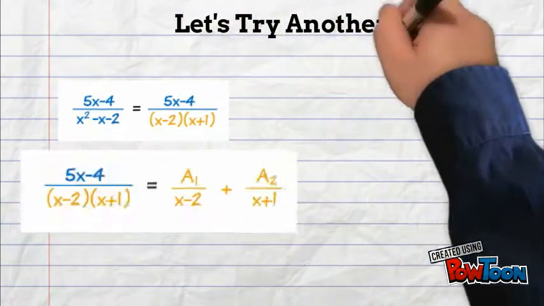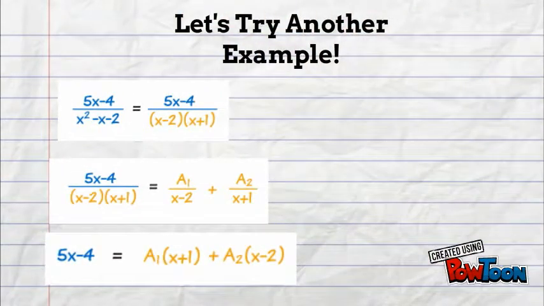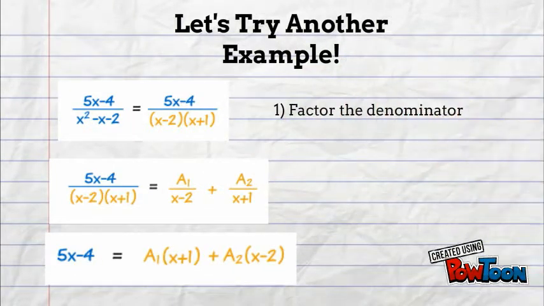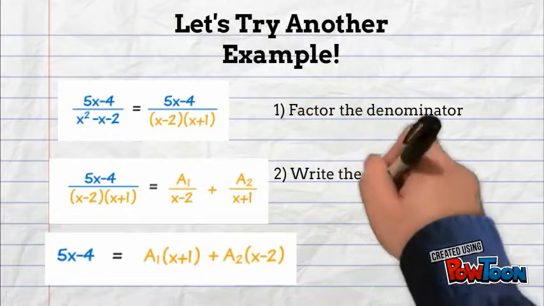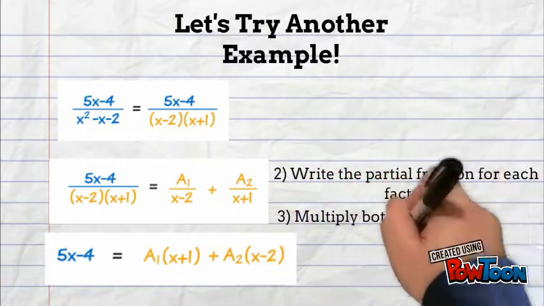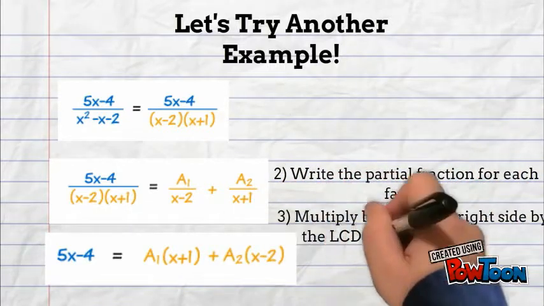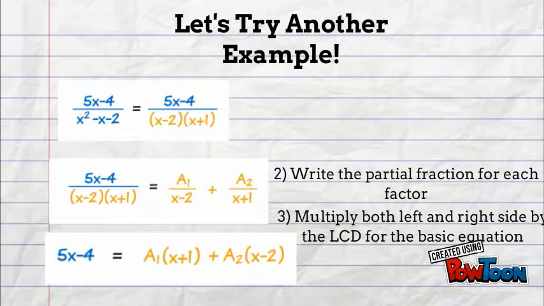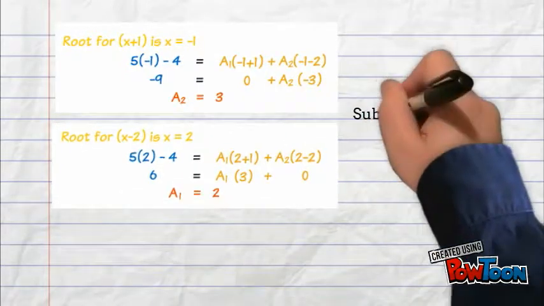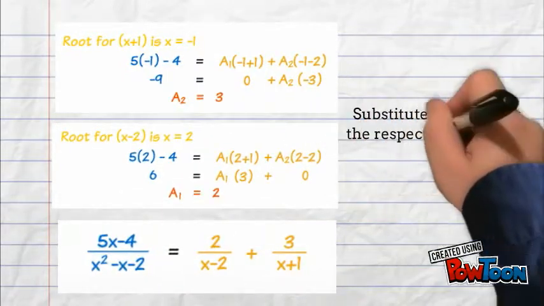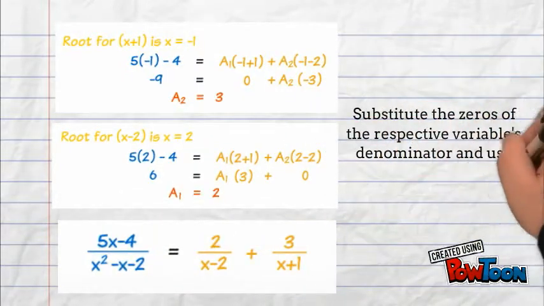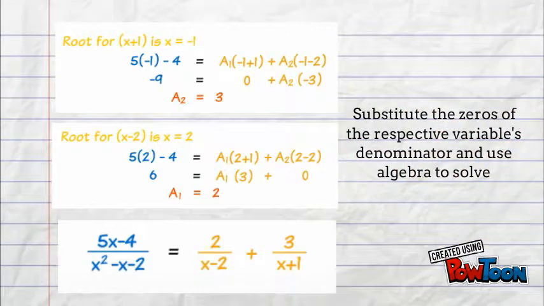This is a basic example to help illustrate the most fundamental steps in such a problem. First, factor the denominator and then write a partial fraction for each factor. Then multiply it by the LCD to yield the basic equation. Finally, our last step is going to be finding the zeros of the variables and then plugging them into their respective equations to get our answer.